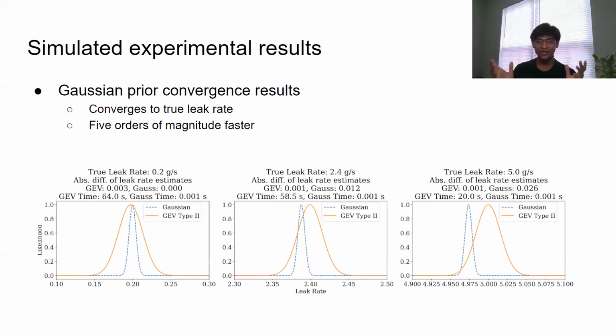We simulated a single gas leak and calculated the gas concentration at 10 different locations to validate our approach. We used the simulated data samples to predict the true leak rate using the original GEV type 2 prior-based approach and our Gaussian prior-based approach. We see that our approach converges to the true leak rate.